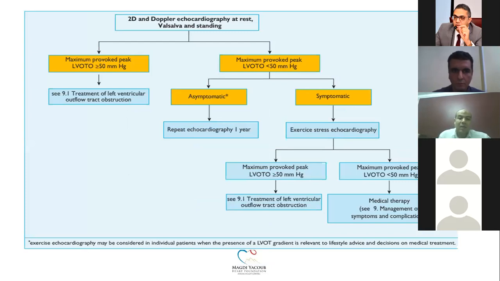As per guidelines, the algorithm is clear. We assess our patient by 2D and Doppler echo. If the maximum LVOT gradient is more than 50 and the patient is symptomatic, we'll go for medical treatment. Then if there are persistent symptoms, we'll go for septal reduction therapies. If it is less than 50 and the patient is asymptomatic, leave him in peace. If the maximum LVOT gradient is less than 50 and the patient is symptomatic, we should go for provocation. If the provocative method produces a gradient more than 50, we shift to this line. If it is less than 50, we keep the patient on medical treatment only.